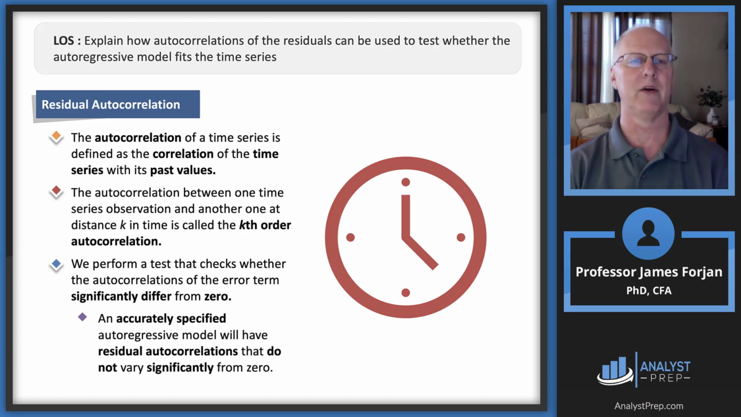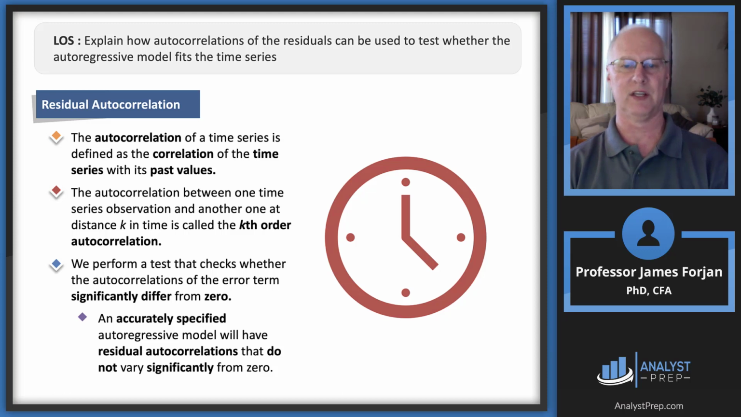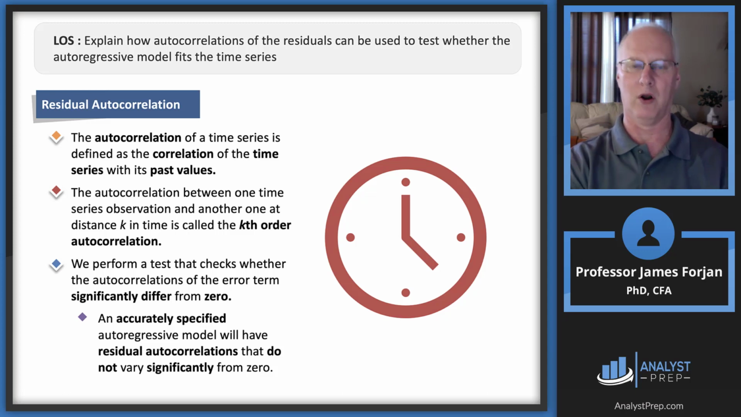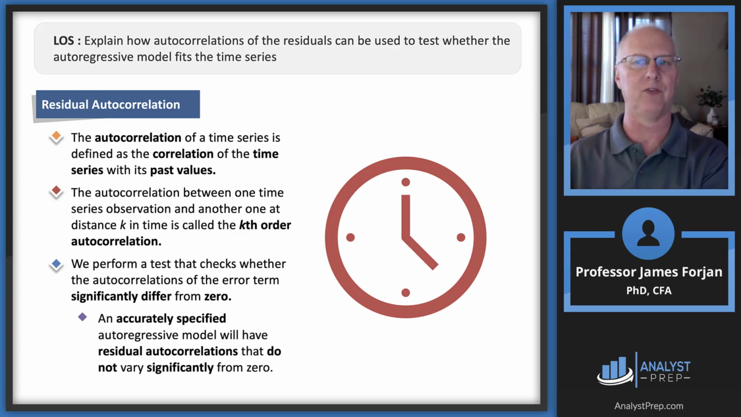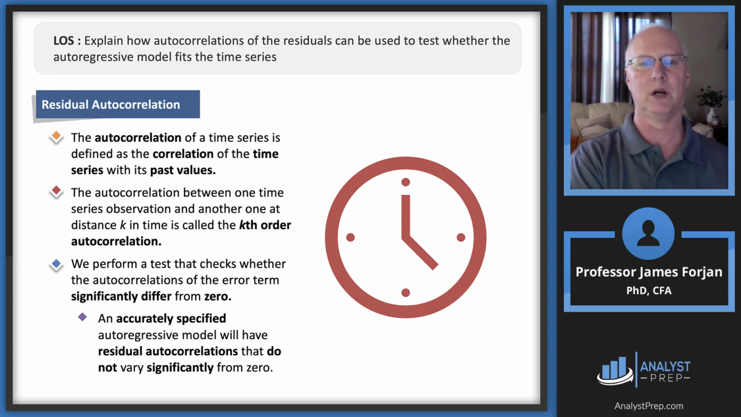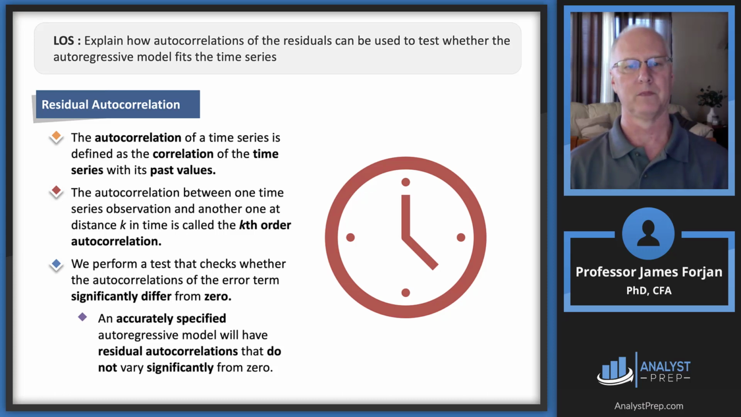All right, how about another LOS? Explain how autocorrelations of the residuals can be used to test whether the autoregressive model fits the time series. All right, so now we're back to covariance stationarity. We need to say to ourselves, all right, what's going to happen? Now, when we're using a time series, we use the term autocorrelation. It's still the same as serial correlation back in our previous examples, but we now switch over to the autocorrelation term.